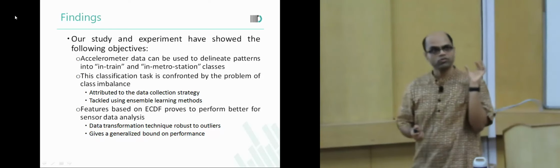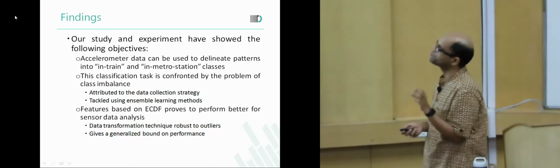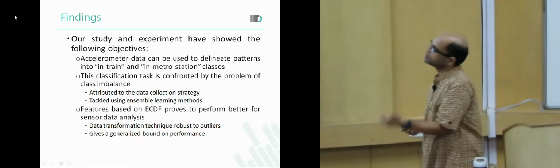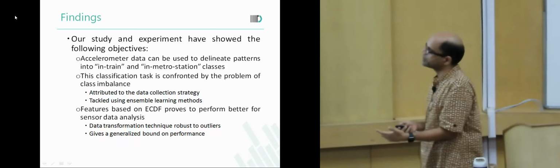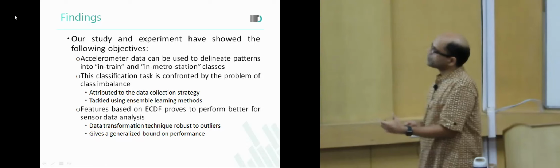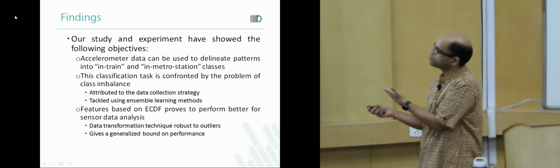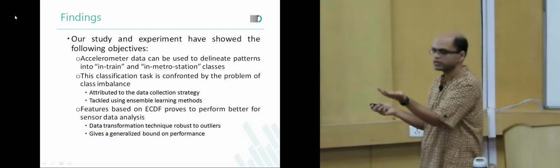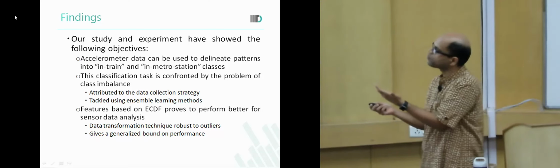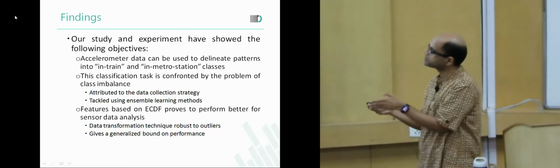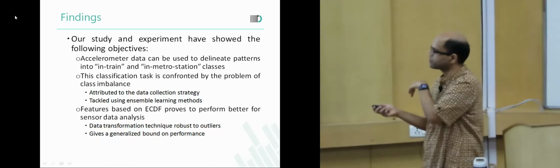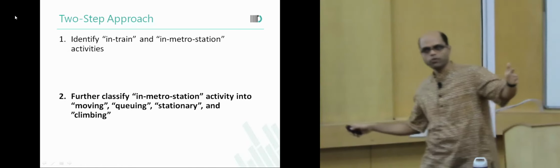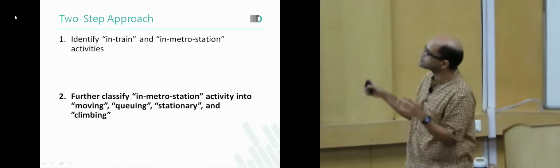So the accelerometer has very good potential to differentiate patterns in your data, to identify these two classes, whether you are in the train or whether you are on the metro station waiting for the train. We've learned that the ECDF works better as compared to simple order statistics, and we also learned that, depending on your data collection, you will probably face the problem of class imbalance, and when you compensate for that beforehand, you will see far better accuracy. So that's the first.